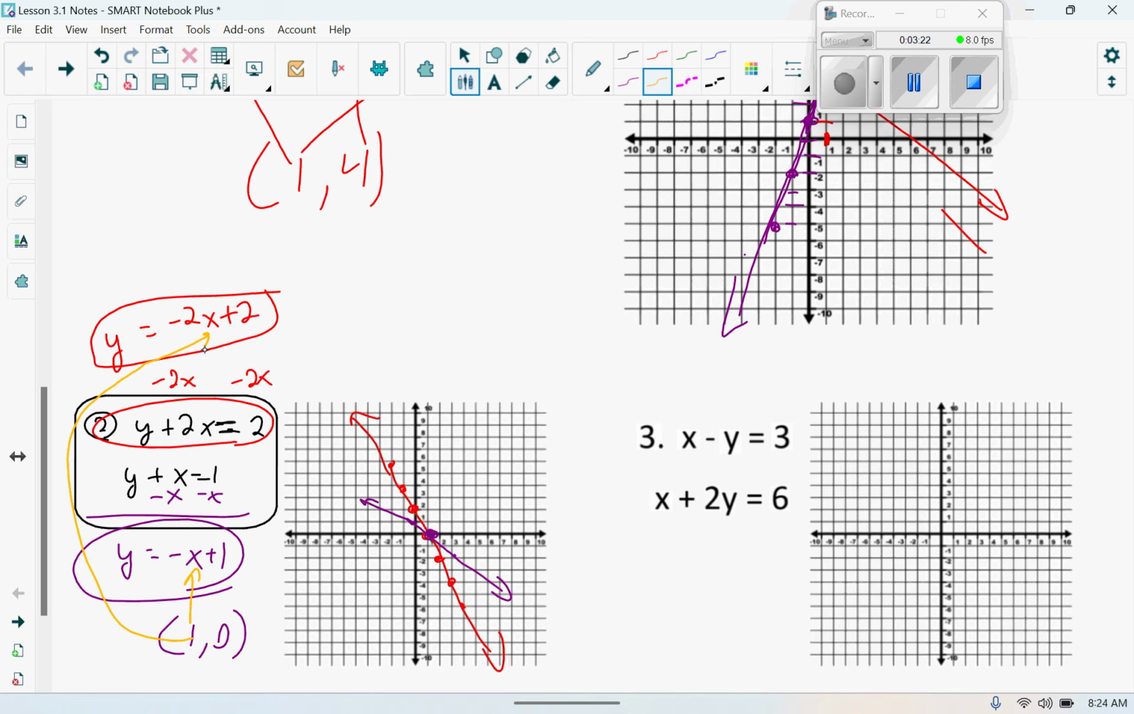Okay, so let's do this one. I am going to subtract x from both sides. And then notice how this y is still negative, so I'm going to change all the signs. So this first one, I'm going to say y is equal to x minus 3. I'm going to start here, and I'm going to go up 1 over 1, up 1 over 1. Again, I kind of overdo it with the dots.